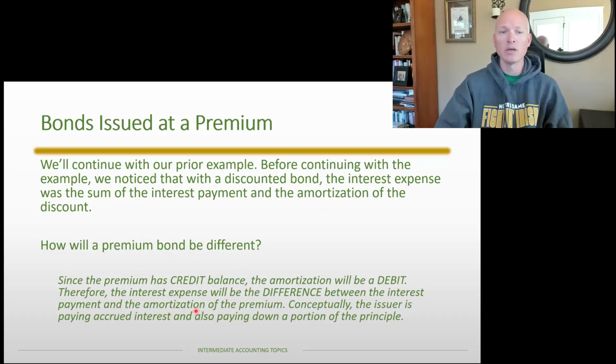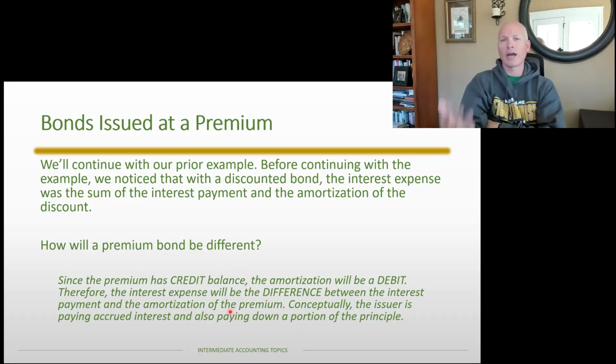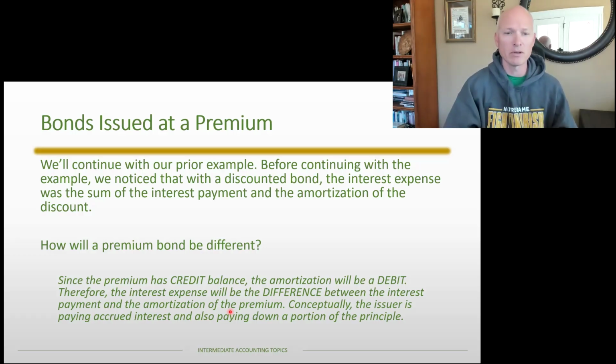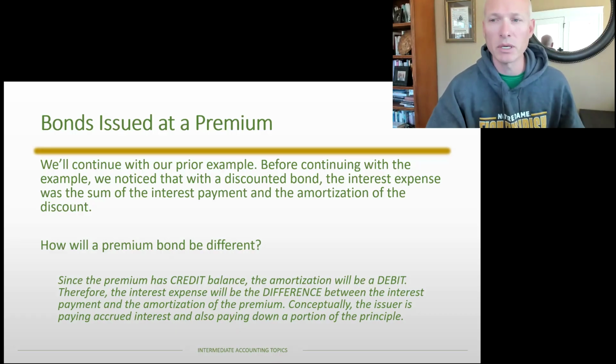So conceptually, the issuer has borrowed something above the face amount, right? Economically speaking, they've borrowed more than that. And so over time, not only are they paying interest, they're actually paying down the principal, so that when the final bill comes due, or that bond payable is due, the carrying value, the amortized cost, will be equal to the par value. So they're paying interest and paying down the principal, economically speaking.